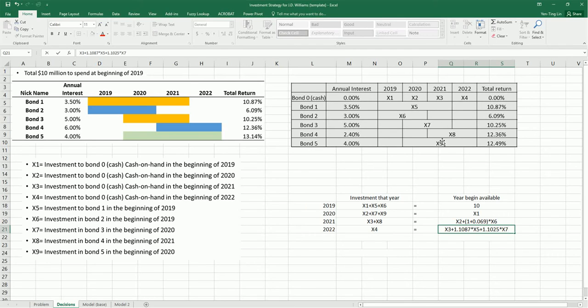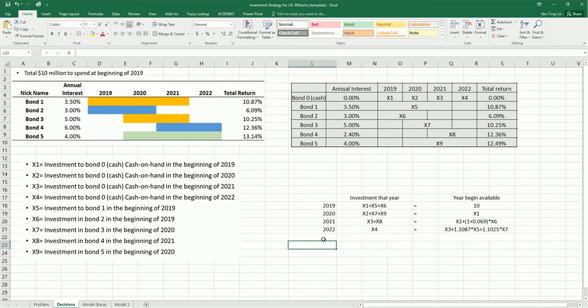Bond 4 and 5, no. Okay, so these are the so-called balancing constraints. It makes sure that the flow of money makes sense. Supply of money equals total investment of money. And our goal is what?